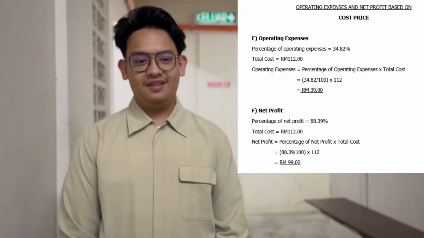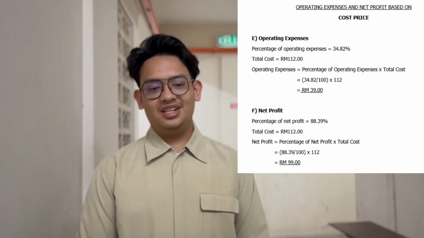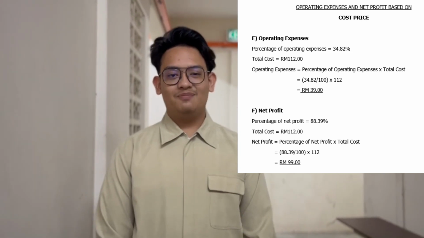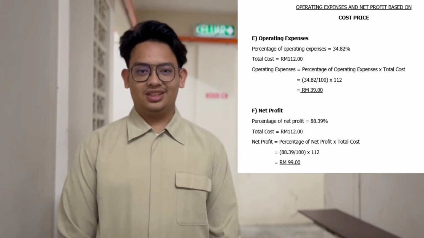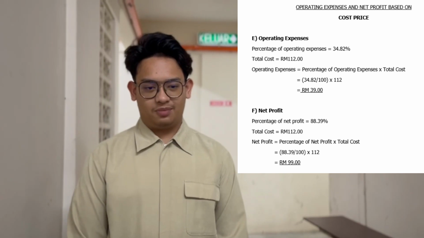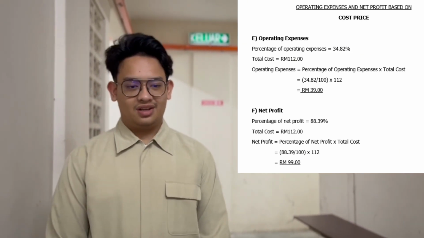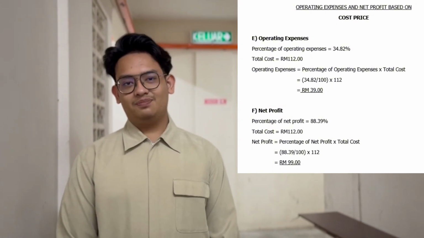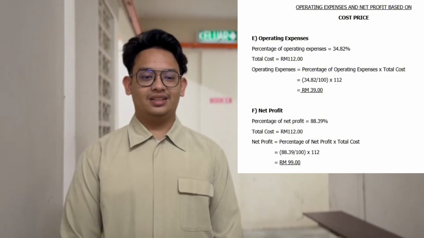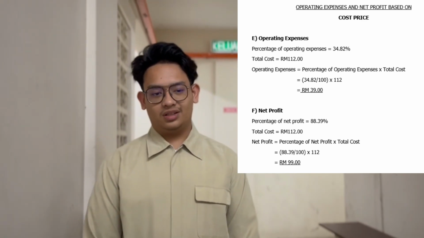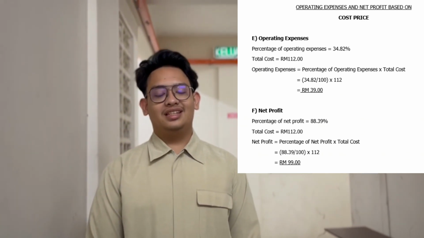For question F, it is net profit. The percentage of net profit is 88.39%. Total cost is 112 ringgit. Net profit is percentage of net profit times total cost. So 88.39 divided by 100 times 112, we get 99 ringgit. For question G, it is retail price. Retail price equals cost price plus operating expenses plus net profit.